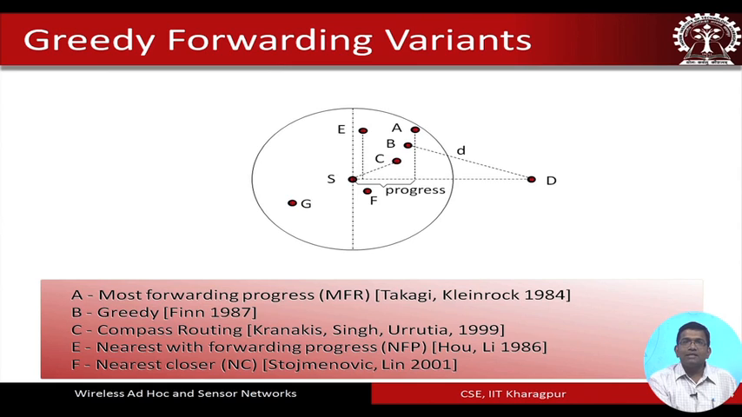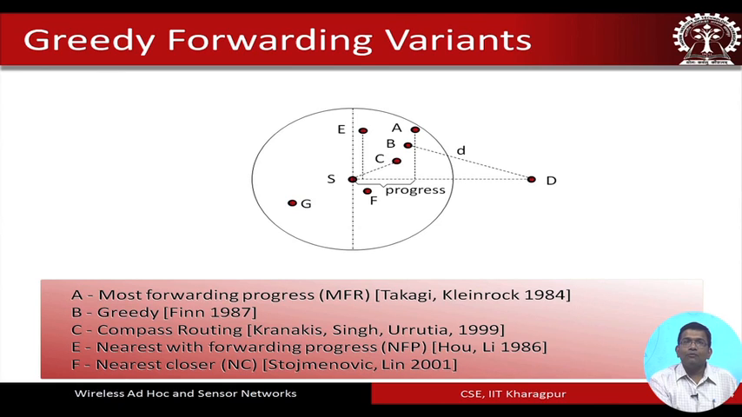Node S can also send to node C because the angle between line CS and SD is the least compared to the other possible angles that can be made between node S and the other nodes like A, B, E, etc. This angle theta is formed by the straight lines CS and DS intersecting at S, and it is the least. This is what is adopted by compass routing.